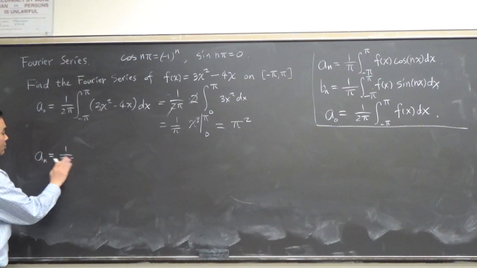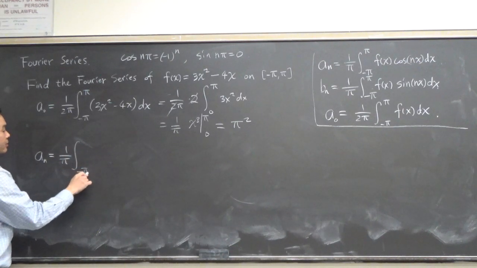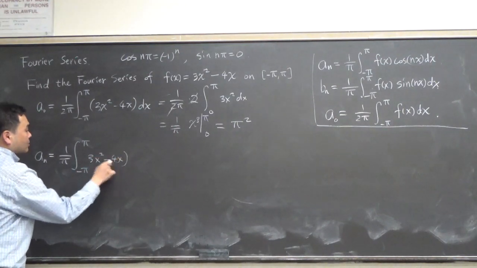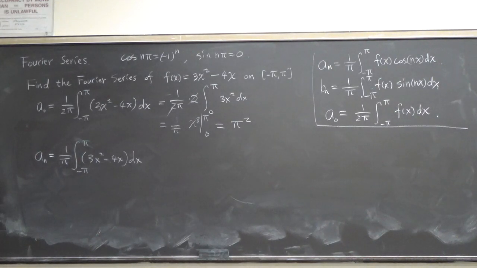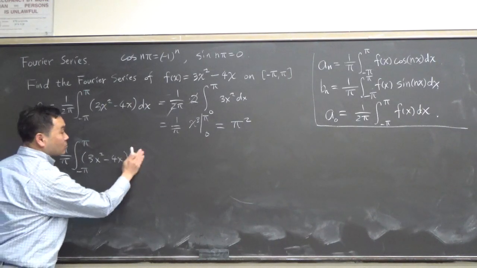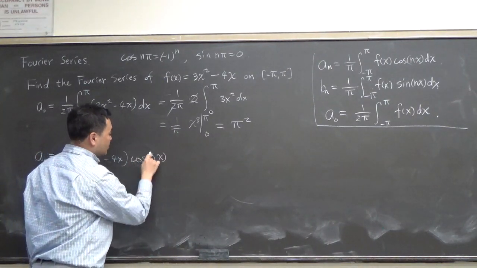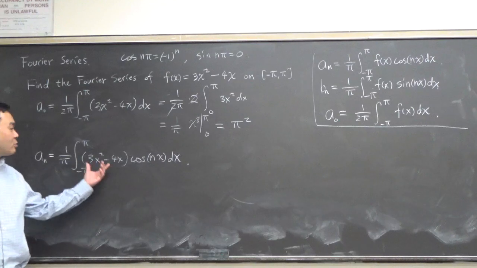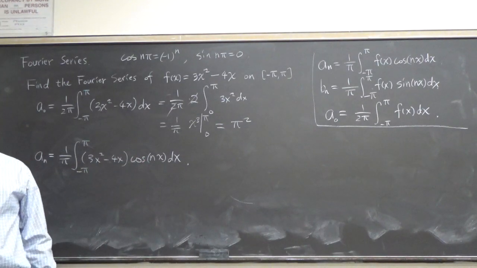Now, what about an? It's 1/pi, integral from -pi to pi of 3x squared minus 4x, times, the formula says, cosine nx dx. So we have to compute that. And it's a product of functions, so of course we will need to use integration by parts.